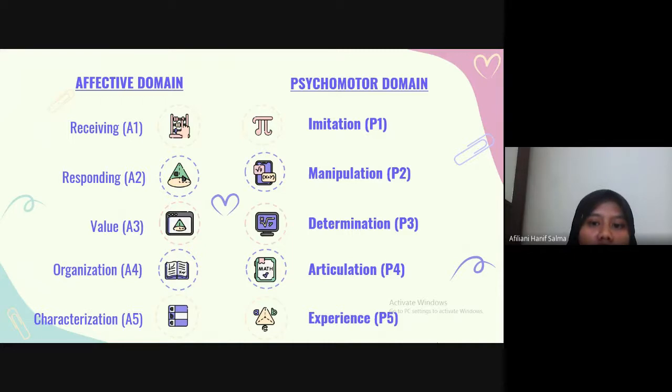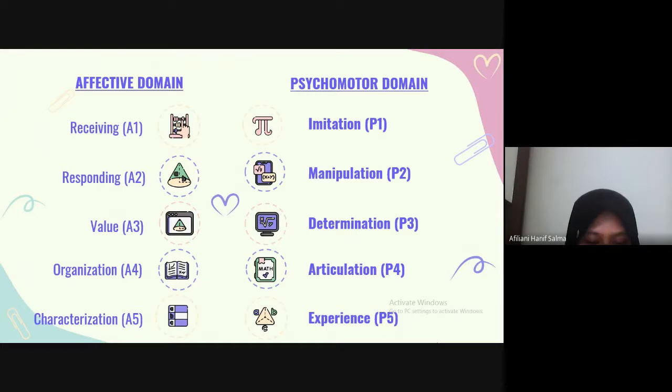The next is manipulative, or P2. This emphasizes the development of the ability to follow directions, performance, and choosing movements that determine performance through practice. The third is precision, or P3, which requires greater accuracy, proportion, and certainty in performance.